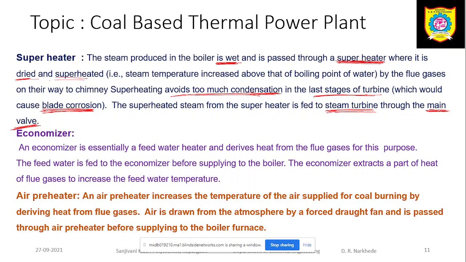Then the second one is the economizer. The economizer is essentially a feed water heater and derives heat from the flue gases. For this purpose, the feed water is fed to the economizer before supplying to the boiler. The feed water required in the boiler for converting into steam can be taken from a nearby river or pond. If you observe, most thermal power plants are situated near rivers, because a thermal power plant requires a large quantity of water for its operation, and this water can be supplied from a river, large lakes or large ponds.